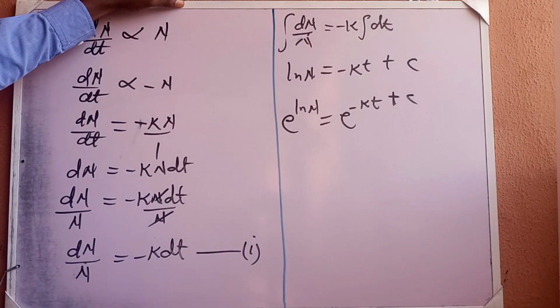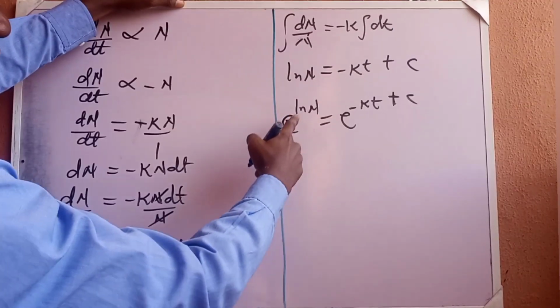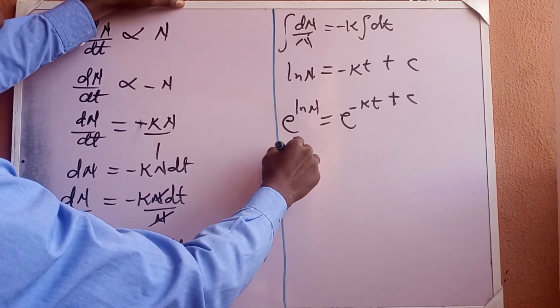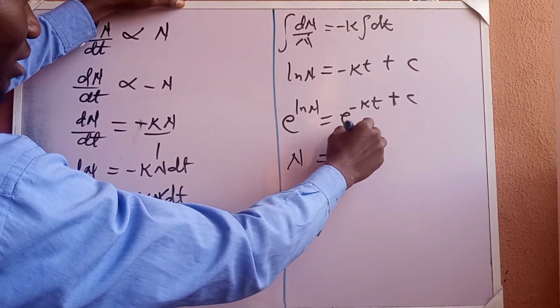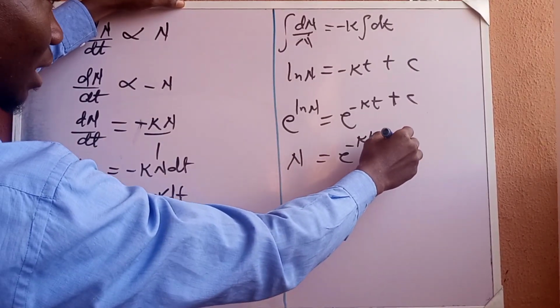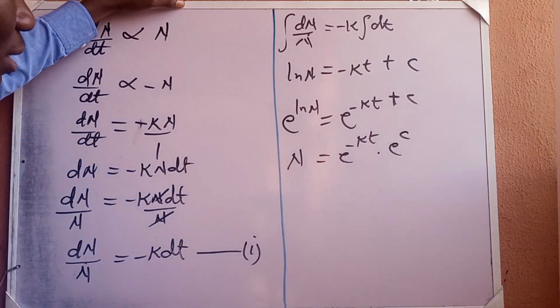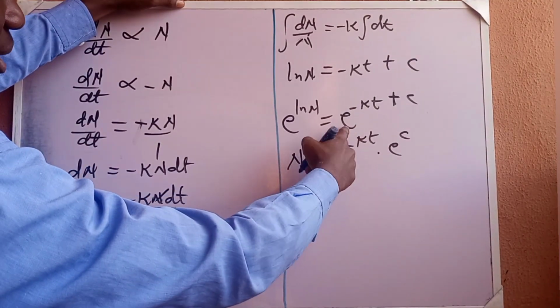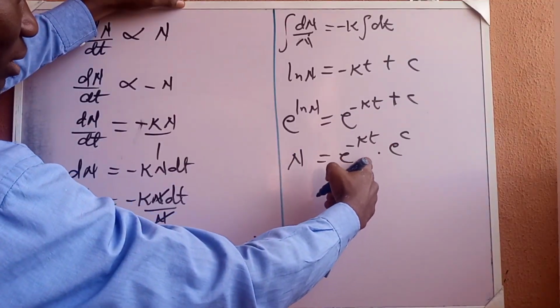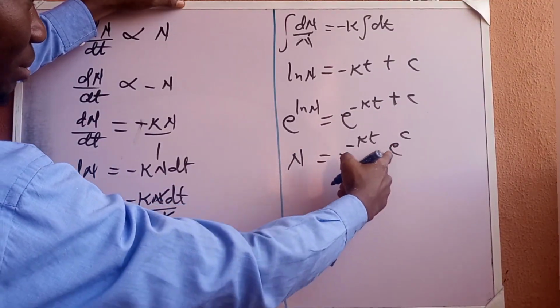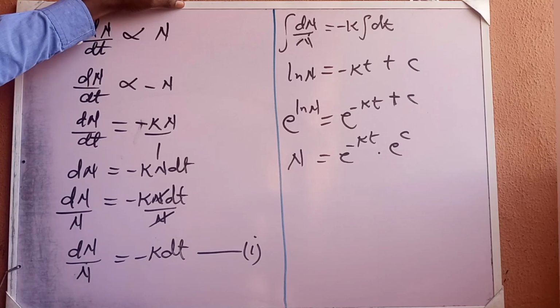All right, working it further, taking the exponential of ln N now gives us N, and this is going to be exponential negative kt multiplied by exponential c. This is by indices. If we have a number having two powers joined by addition, that means it was the same number repeated with the powers.